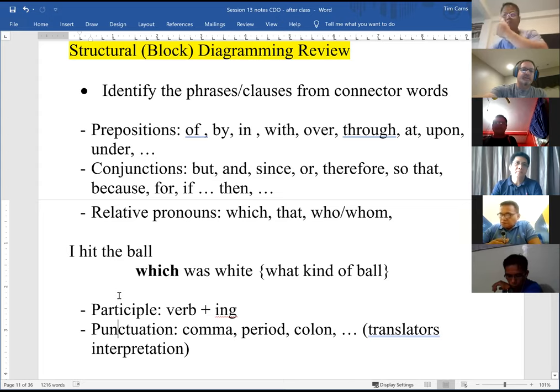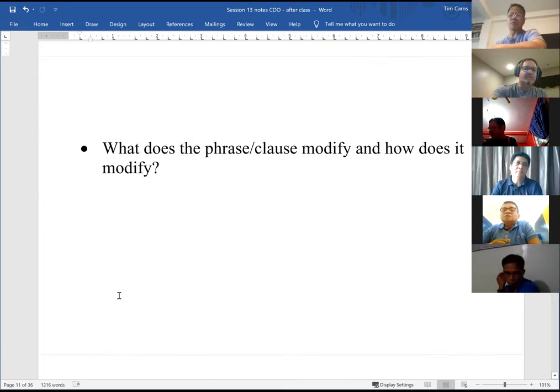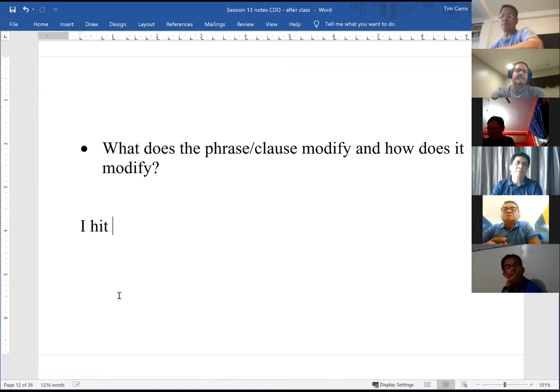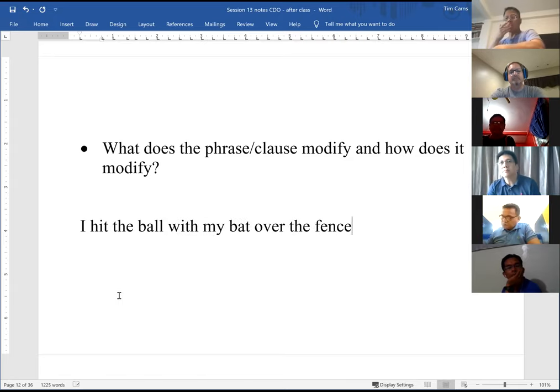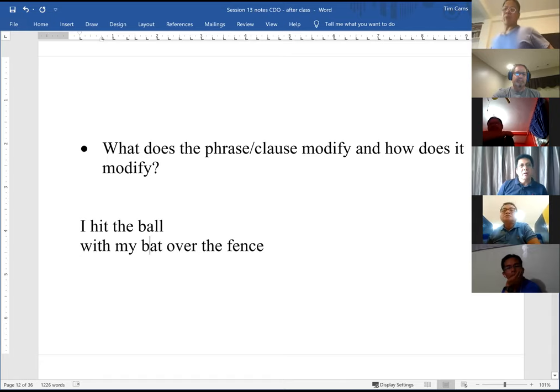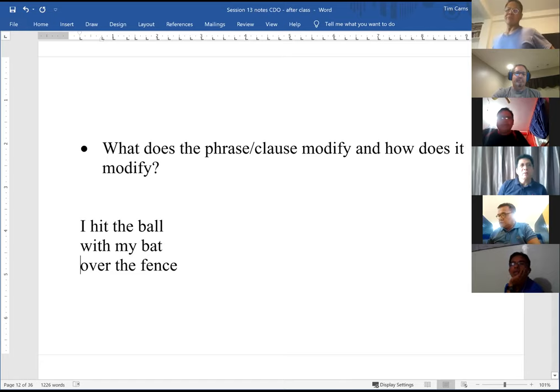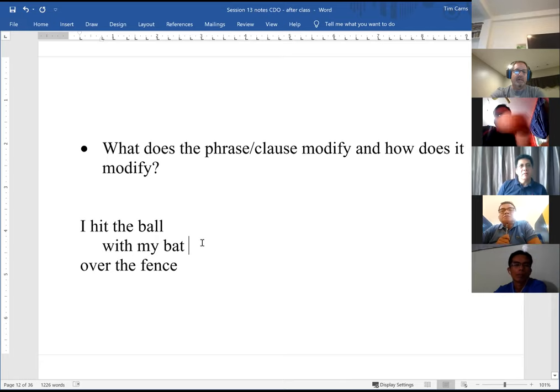The second step then is to ask ourselves the question, what does this phrase modify, and how does it modify? So let's go back to our original sentence: I hit the ball with my bat over the fence. Now let's look. Where are the connector words here? With, that's a preposition, and then over. So there are my phrases. And next is, what does the phrase modify and how? With my bat is modifying how I hit the ball, and this one, over the fence, is modifying where.